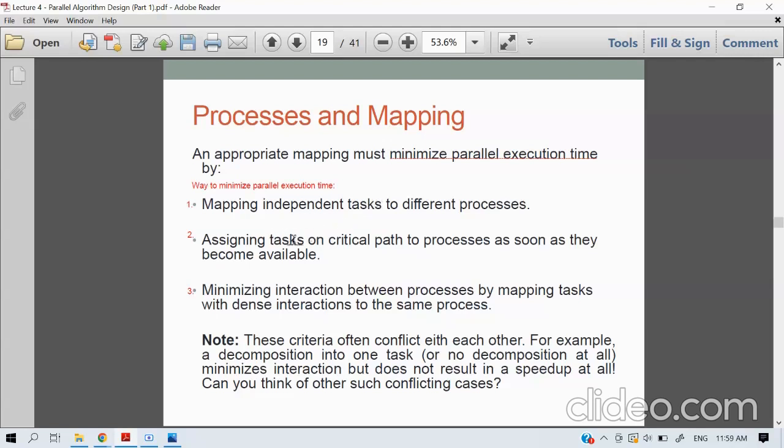Okay. Lepas tu assign task on critical path. Okay, sebab dia critical, you need to complete. Okay, is the most short. It takes most shortest time to execute, and then you need to find whether each processes has small or minimum interaction with each other or not. Okay. So this criteria often conflict with each other. Yes, sometimes it will conflict lah. Kadang-kadang kita jumpa independent task tapi dia punya interaction banyak. Kan? Ataupun masa yang dia ambil lama. So we need to consider all these factors. Okay. Alright.